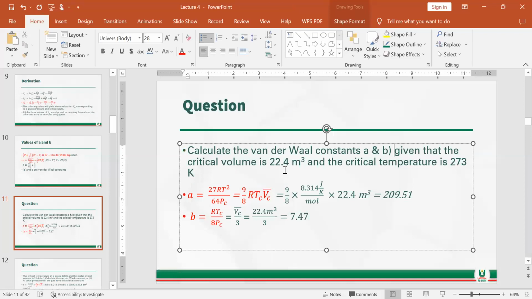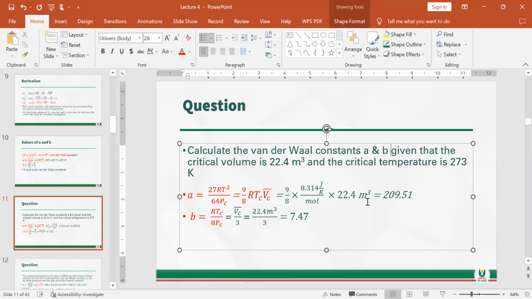Given that the critical volume is 22.4 dm cube and the critical temperature is 273 Kelvin, you now look at what is A. What is B? You can look at the formula. So you see 9 over 8. It's simple to use 9 over 8 times R, which is 8.314, times the temperature, TC.